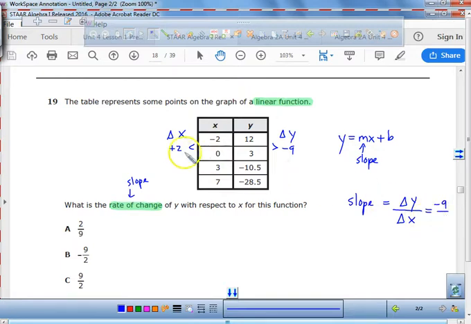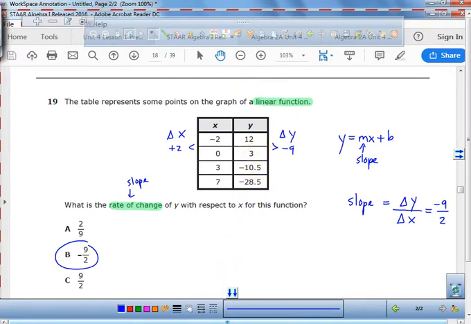Which is the answer choice. Now, let me explain to you. What if you get stuck and you forget that? Calculator. Let me show you what you can do in the calculator, okay?